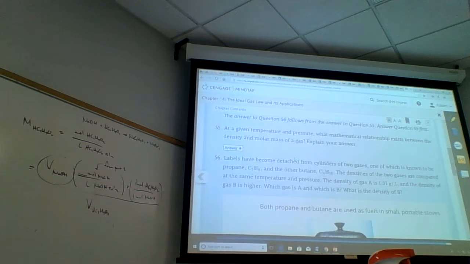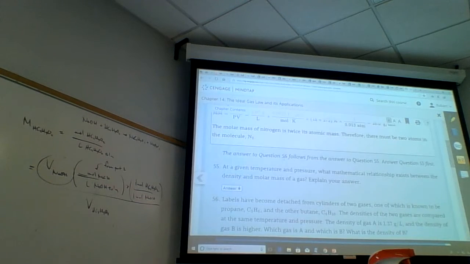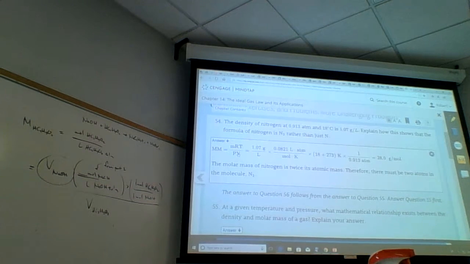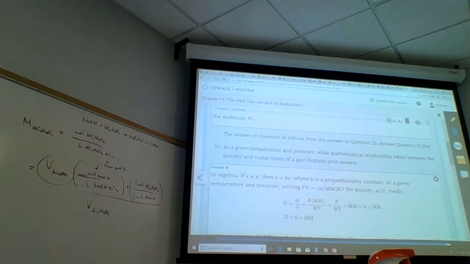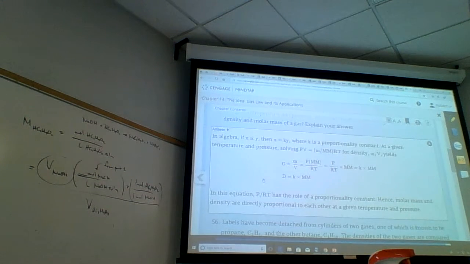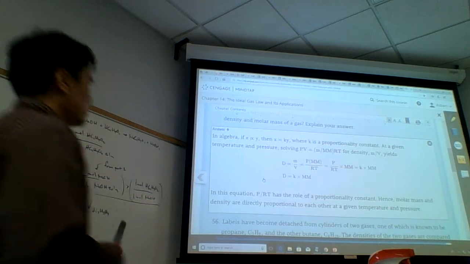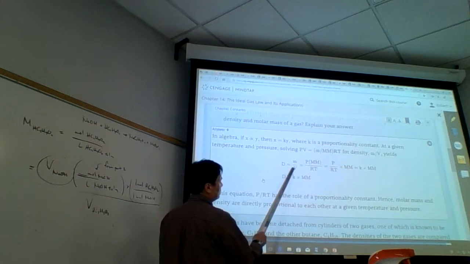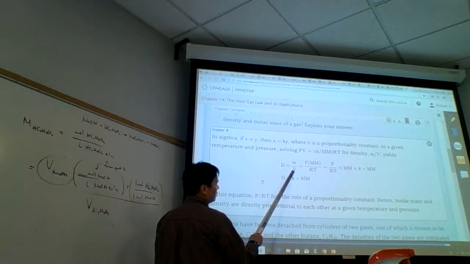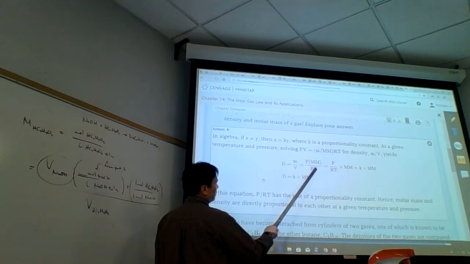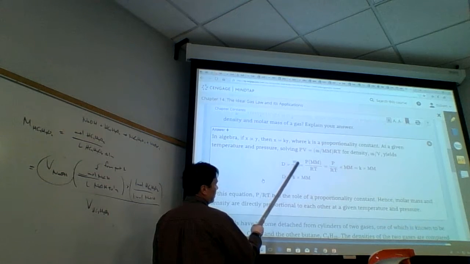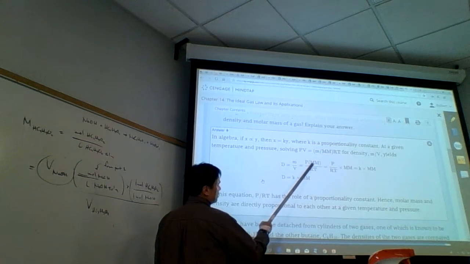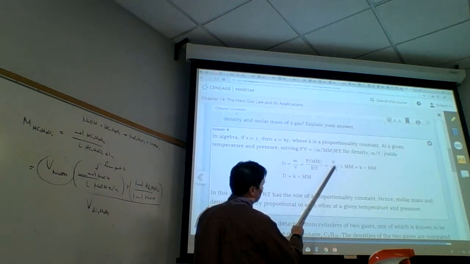At a given temperature and pressure, what mathematical relationship exists between density and molar mass of a gas? Well, this is the mathematical relationship right here. You can derive that from the ideal gas law. They're deriving the equation in terms of density. Density is mass over volume, and then we substitute volume is equal to nRT over P. So nRT over P, invert and multiply. And then mass over moles, m over n, is molar mass. So they skip this step here. You've got the molar mass.